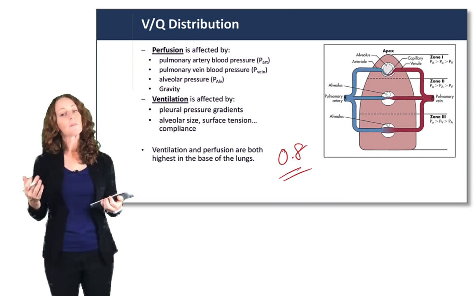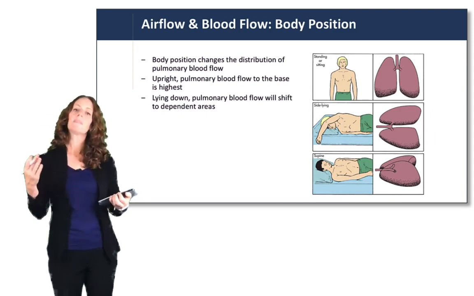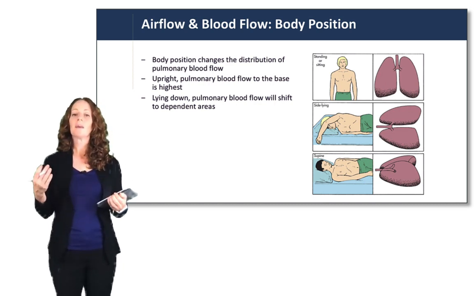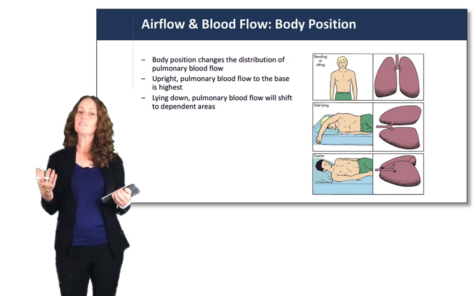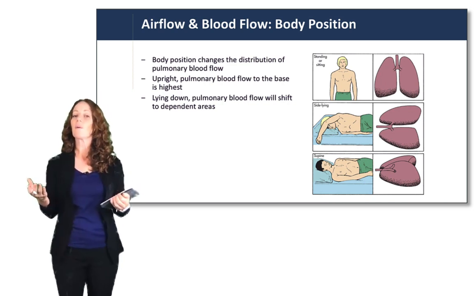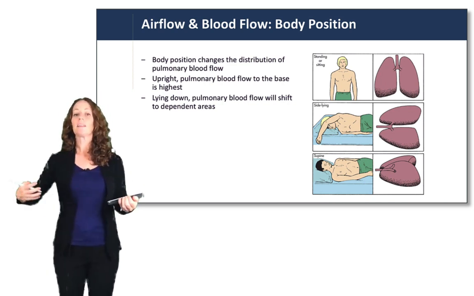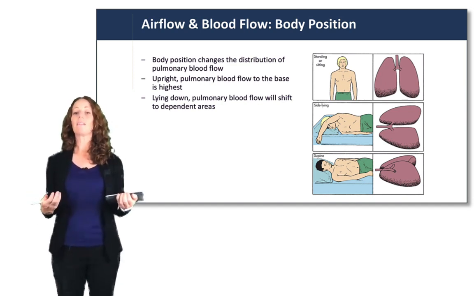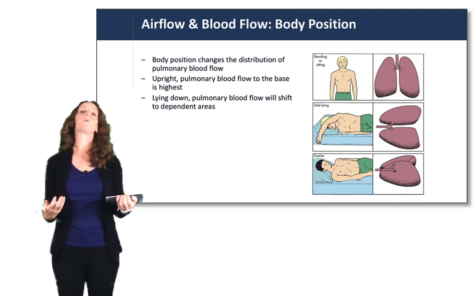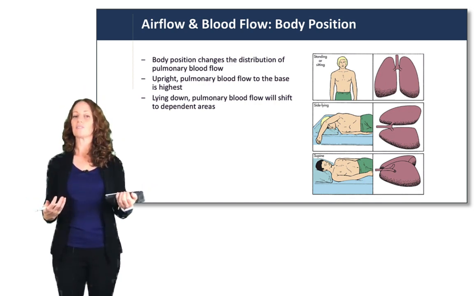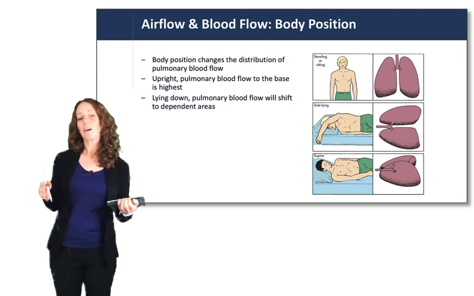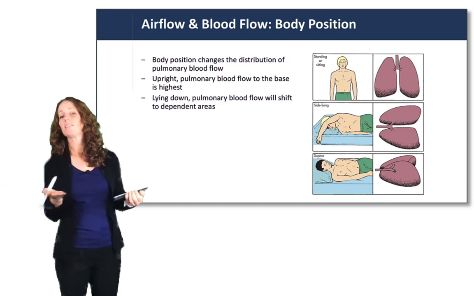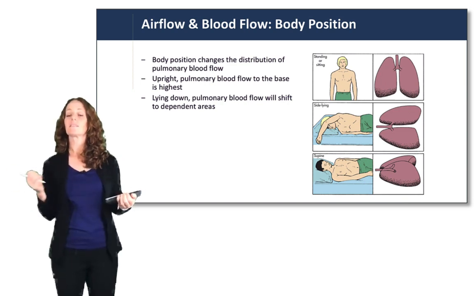This changes with body position. This is because blood flow and airflow change with body position. Body position in particular changes the distribution of pulmonary blood flow. When we're standing upright, the pulmonary blood flow to the base of the lungs is the highest. These are the dependent areas where the fluid goes more towards the gravitational pull. Lying down, pulmonary blood flow will shift to the dependent areas and distribute differently across the lungs.